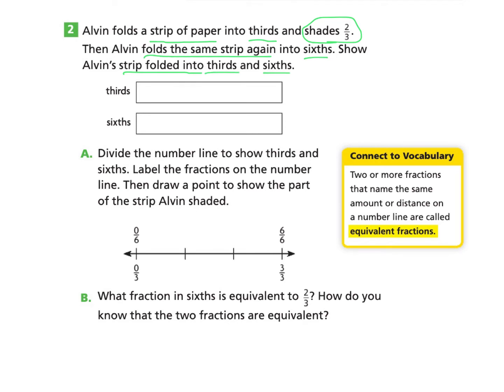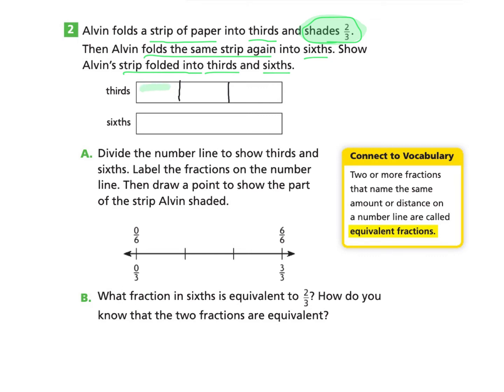As always, you are welcome to pause and try this on your own and come back, or just follow along with me. We will start with the first strip, which was cut into thirds. I will go ahead and make 2 lines to demonstrate thirds. Okay, now I'm going to look at what he shaded, and I notice here that he shaded 2 of the 3.